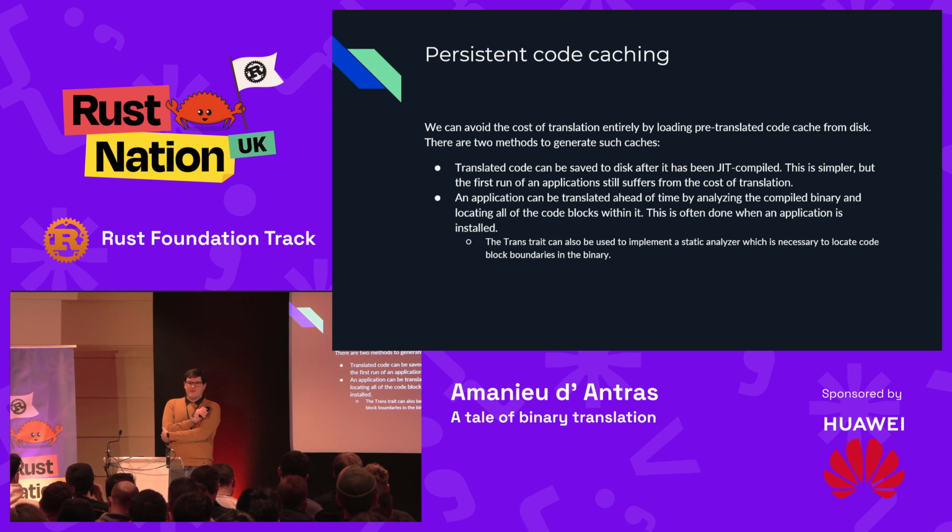A better way of doing this is to run a static analysis pass on the actual application binary, just when it's installed. And this static analysis is trying to locate all of the code blocks in the binary. Remember, the binary is just a bunch of bytes. In machine code, there are no functions, there are no types, there's nothing, there is only bytes of code and jump instructions that jump between them.